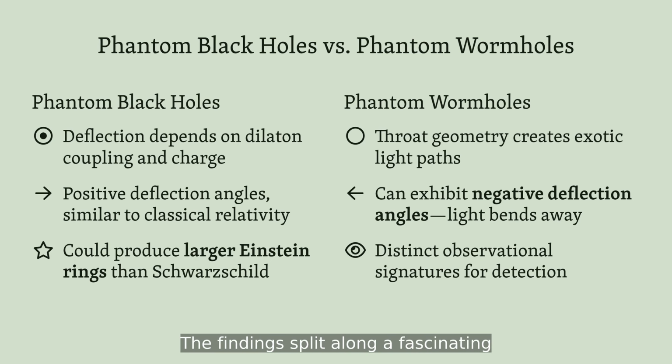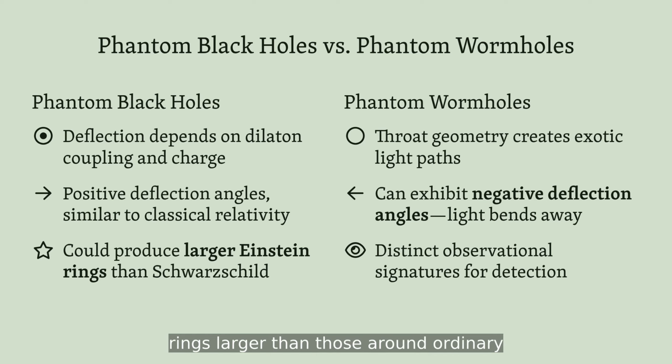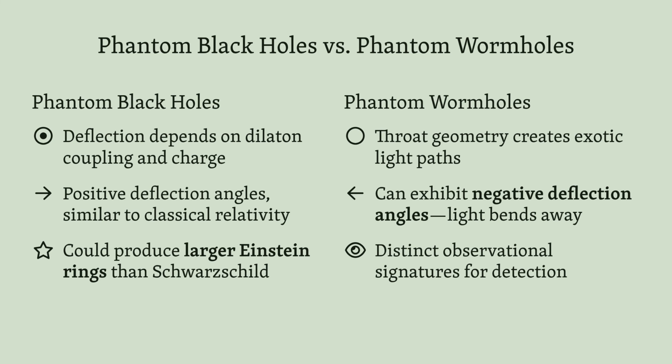The findings split along a fascinating divide. Phantom black holes produce deflection patterns that resemble classical general relativity but with measurable differences tied to dilaton fields and charge, potentially creating Einstein rings larger than those around ordinary black holes. Phantom wormholes, however, behave radically. Their throat geometry can produce negative deflection angles, meaning light bends away from the mass rather than toward it, a signature impossible for standard black holes.